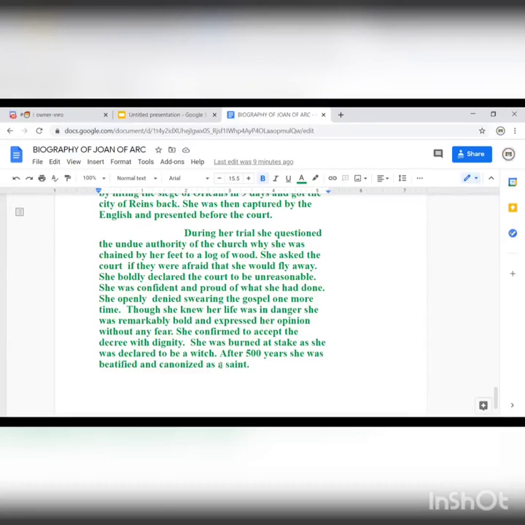She openly denied swearing on the gospel one more time, though she knew her life was in danger. She was remarkably bold and expressed her opinion without any fear. She agreed to accept her decree with dignity. She was burned at the stake as she was declared to be a witch. After 500 years, she was beatified and canonized as a saint.